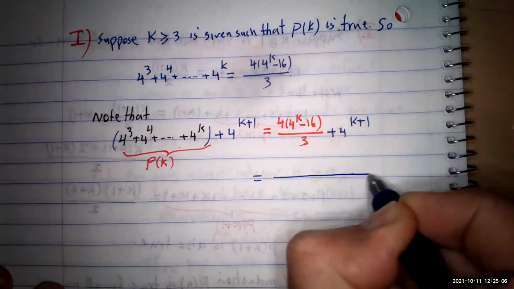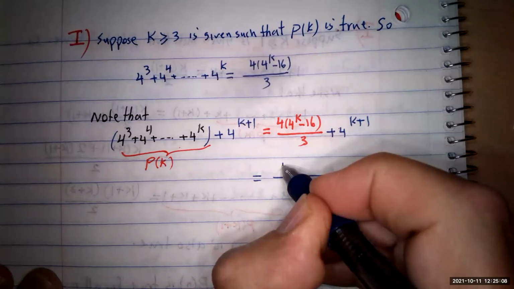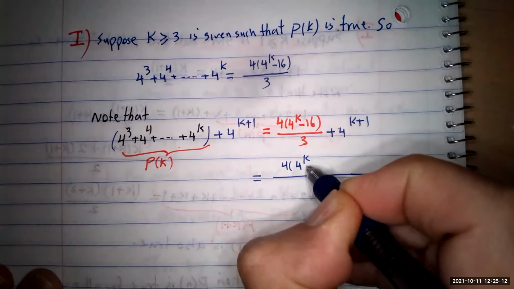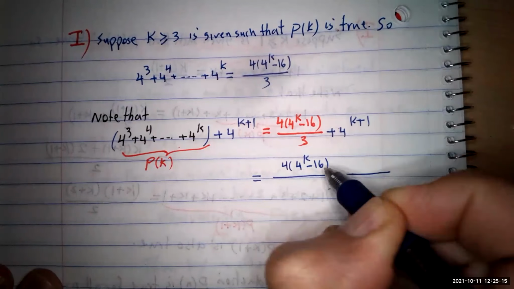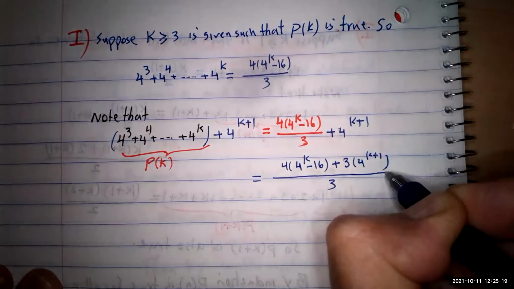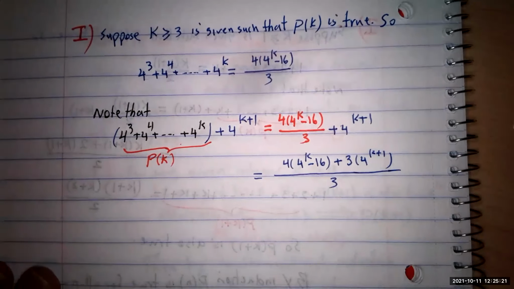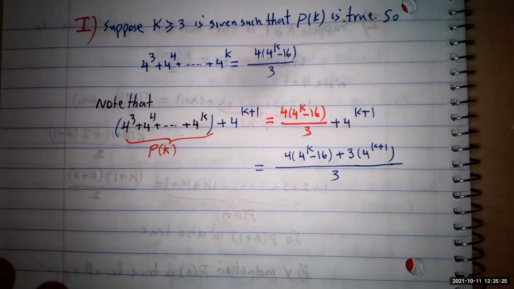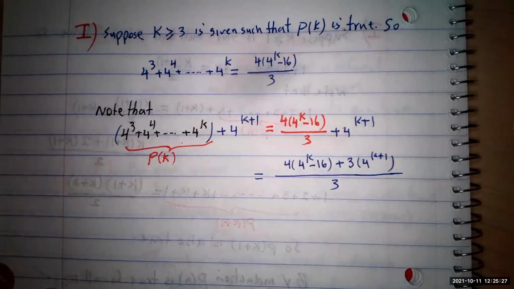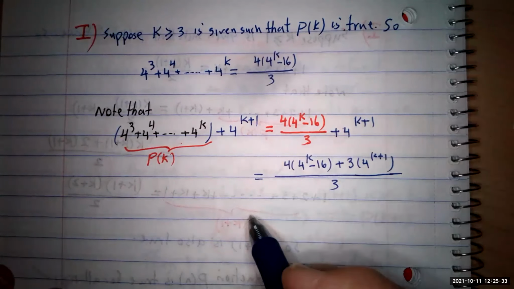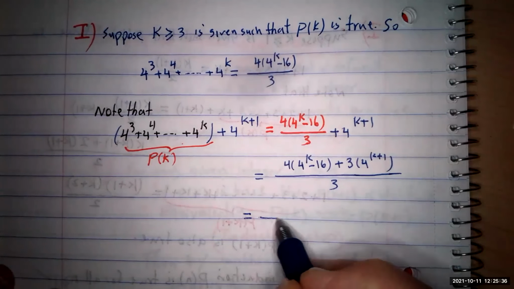That's the common denominator. On the top is going to be 4 times 4 to the k minus 16 plus 3 times 4 to the k plus 1. Okay, you have to do a little work to be able to get it. Remember what you want: 4 times 4 to the k plus 1. Distribute this one. It's just like in algebra. So it's going to be equal to, distribute it carefully.